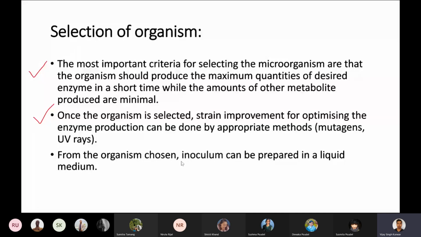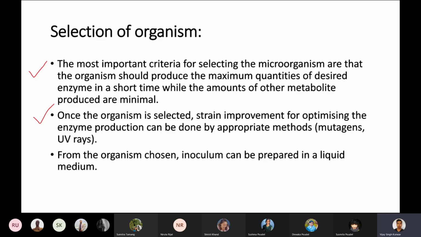So there is submerged fermentation, and there is solid state fermentation. Normally we study the liquid medium or the submerged fermentation. In the next slides we'll study those kinds of fermentation, submerged fermentation or solid state fermentation.